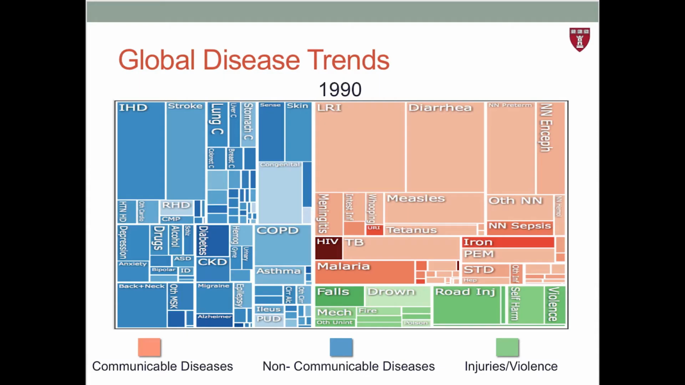So now let's talk about global disease trends. So this is a graphic from the Global Burden of Disease study. The first global burden of disease data date back to 1990, which is what we're seeing here in this graphic. And I'll explain what we're looking at in just a minute. But first I want to provide a little background information about this study.